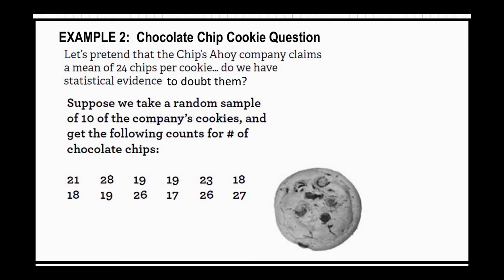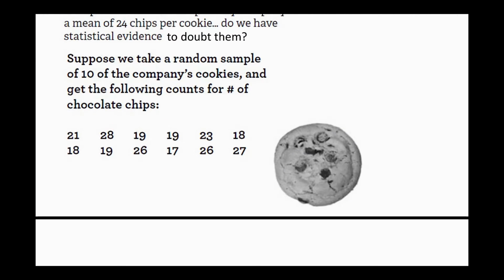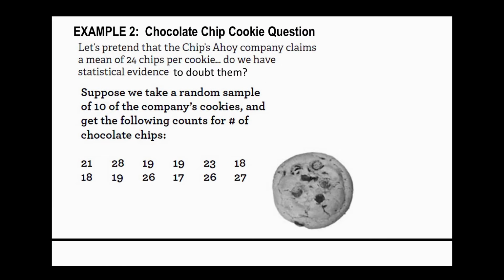Okay, suppose we take a random sample of 10 of the company's cookies and we get the following counts for number of chips. Each one of them represents a cookie. There's 10 cookies. This is how many chips they have. Okay. So what we're going to do is let's do a different one. We've done a 95. It doesn't say, like I said, in the notes, they don't tell you, but in the questions they will tell you. You guys have seen that on your homework. They always tell you what percent confidence level they want. Let's do a 98% since we've done 95% last time.